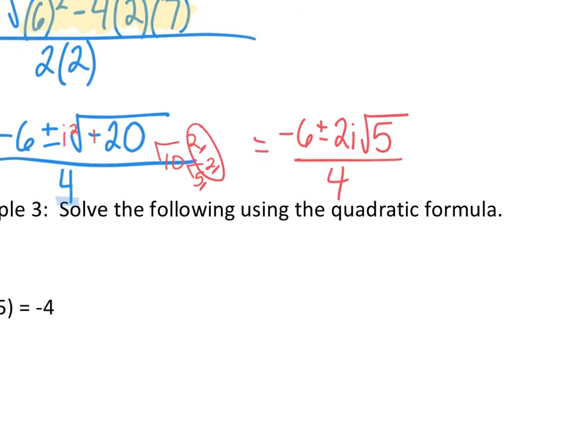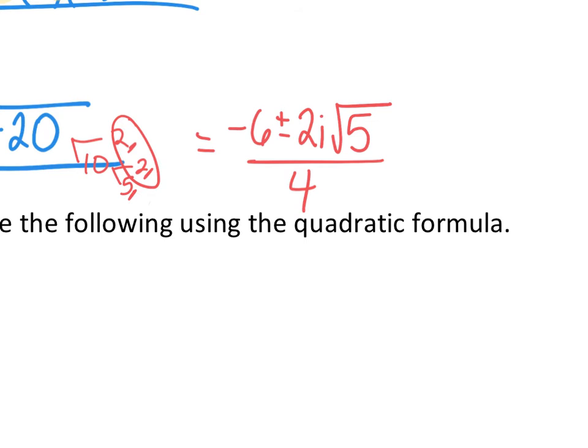Last but not least, I can simplify coefficients. So if I notice 6, 2, and 4, what will go into all of those? 2. So if I divide each of these numbers by 2, I'd get negative 3, 1, and 2, which means this will simplify to negative 3 plus or minus 1i square root of 5 over 2.